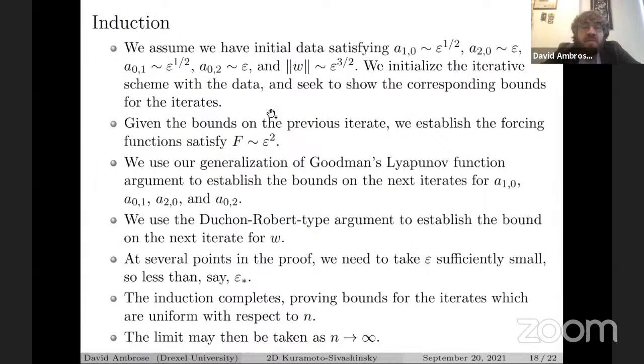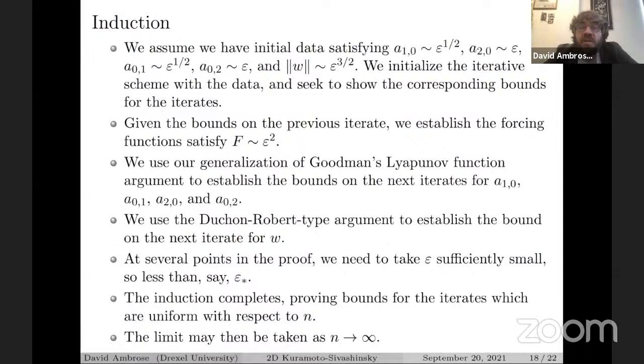So this is done inductively, of course, with bounds on the previous iterate. We're able to establish that the forcing terms do scale like epsilon squared. The forcing terms include a couple kinds of things. They include products of W with itself. A product of W with itself will be like size epsilon to the 3/2.